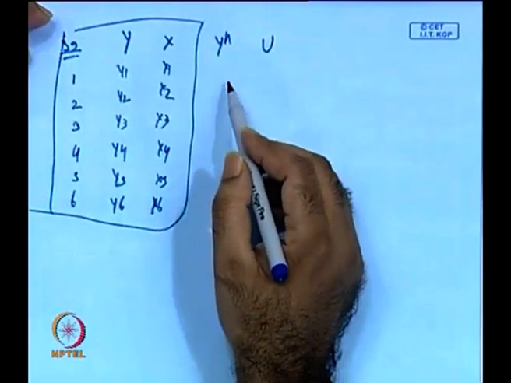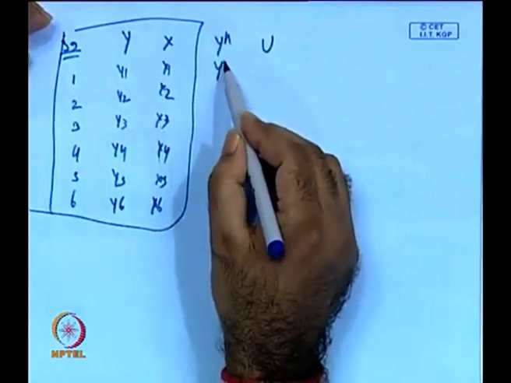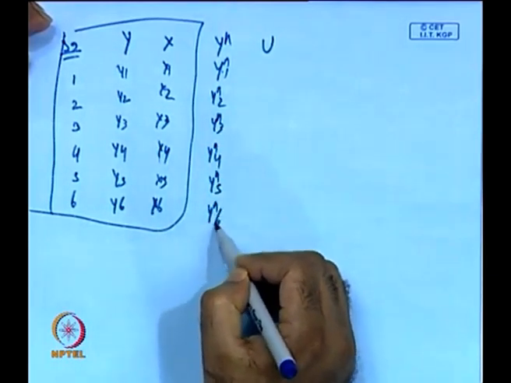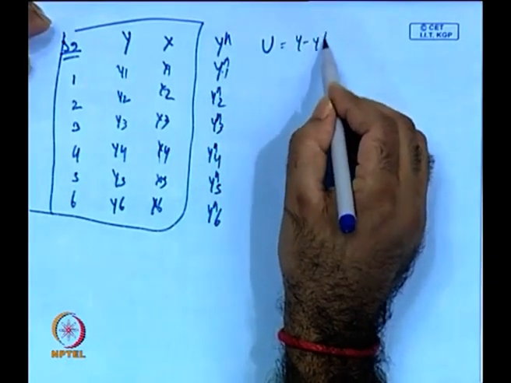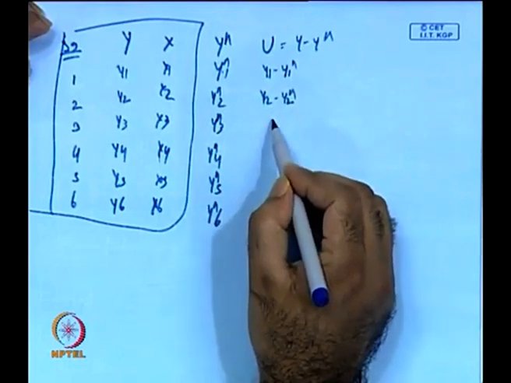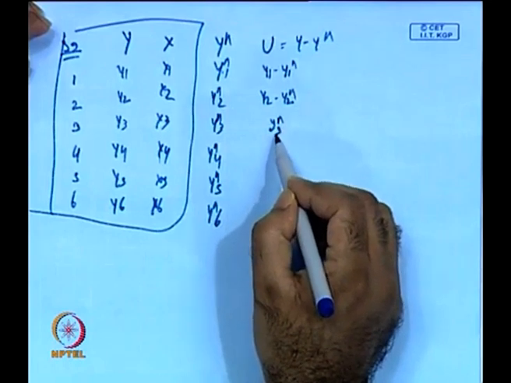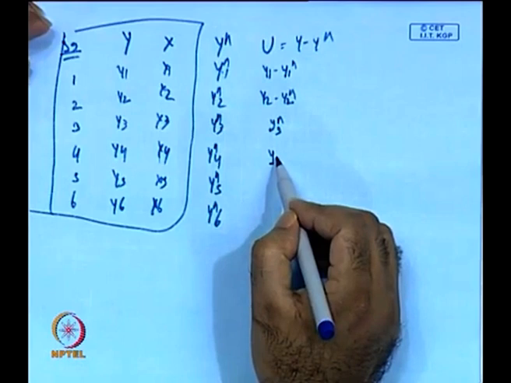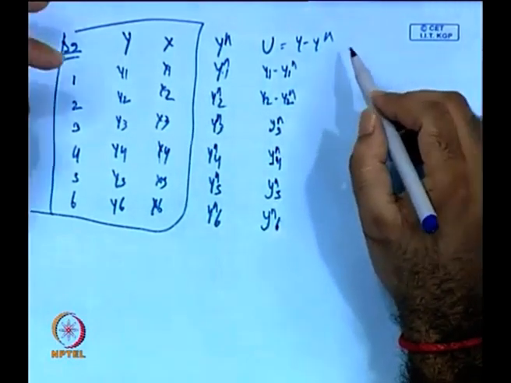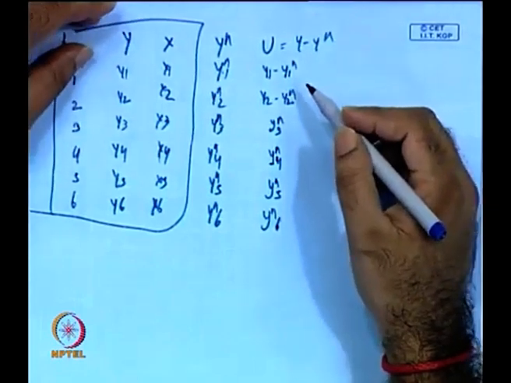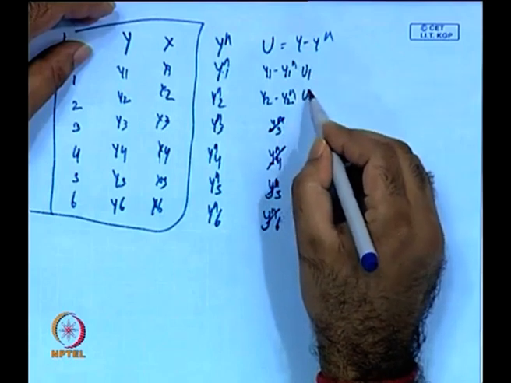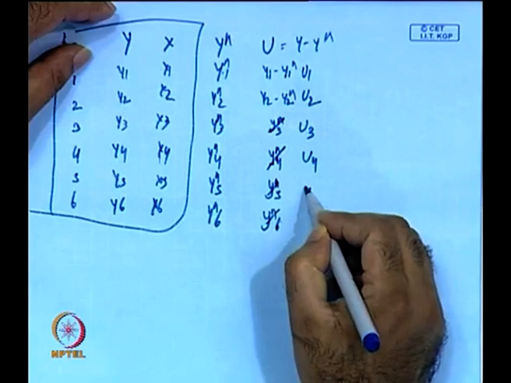By the process, we will then get y hat. The way we are writing y and x, obviously we get y hat 1, y hat 2, y hat 3, y hat 4, y hat 5, y hat 6. This is how you have to derive. So u equals y minus y hat. That means it is y1 minus y1 hat, then y2 minus y2 hat, and similarly for the rest. We are calling y minus y hat by the small letter u. So this is u1, u2, u3, u4, u5, u6.